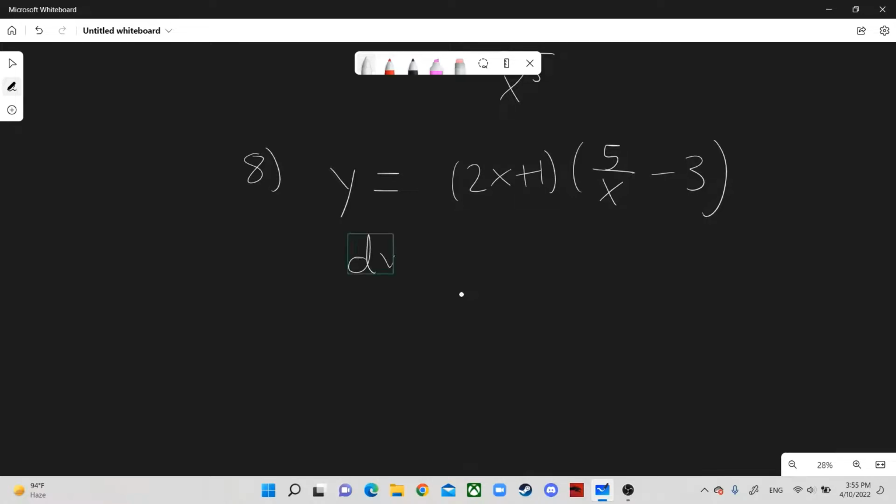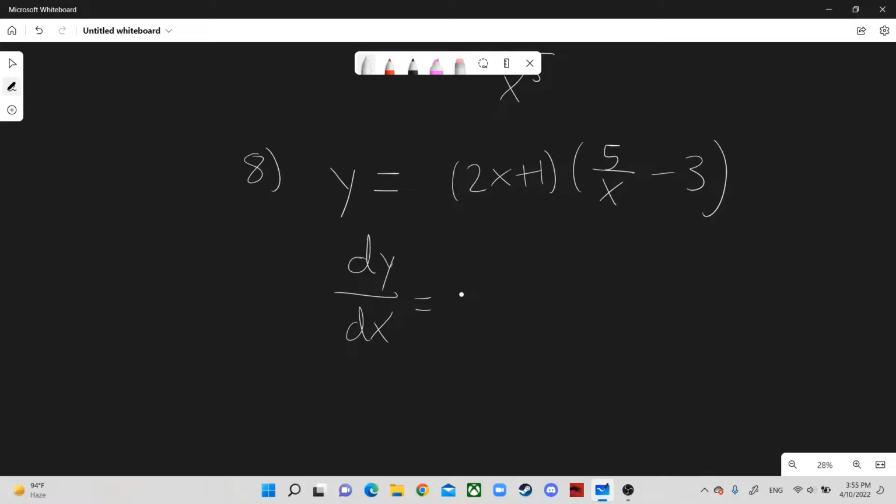Now let's do something a bit hard. Let's say you have a function y is equal to (2x plus 1) times (5 over x minus 3). Now this is multiplication. How do you differentiate this? Well, there's actually a technique to differentiate this very quickly, but we don't learn that in P1. We learn that in P3. So the only way to differentiate this now would be to firstly expand this.